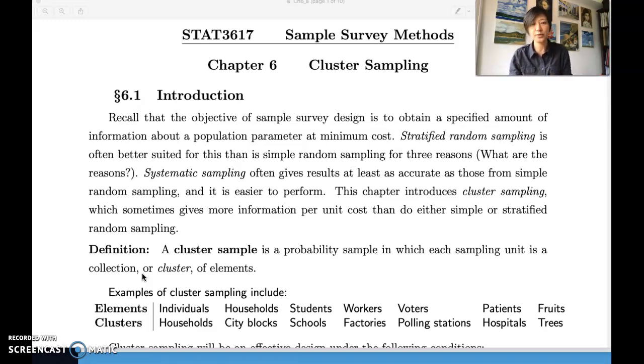Whereas in stratified random sampling, we study every stratum, and then we randomly choose some elements within the stratum. Okay, so we can see the difference between cluster sampling and stratified random sampling. In cluster sampling, again, we divide the population into different clusters. We just randomly choose some of the clusters from the population, and then we study every individual within the clusters and collect the data.